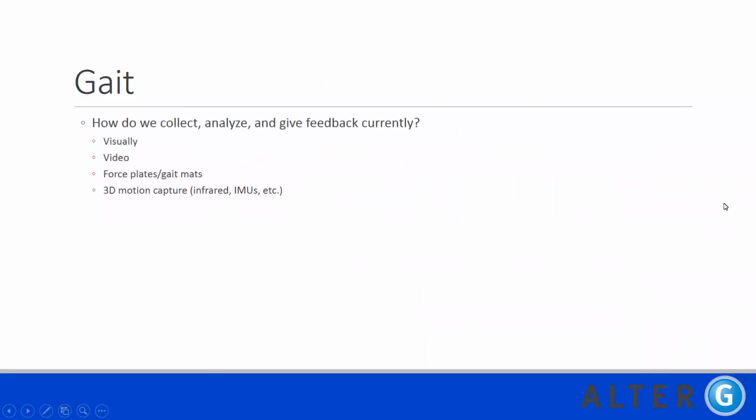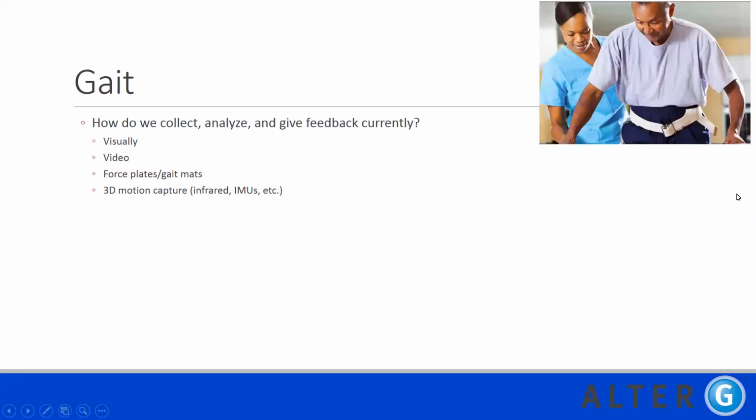All right, so currently in your practices or in your facilities, and I'm not sure with everyone's background what they're able to do and collect, but we have basically 4 different areas of how we're going to collect data and give it back to your patients or clients, whoever you're working with. Our first one is visually.